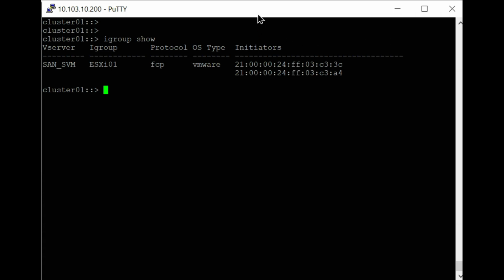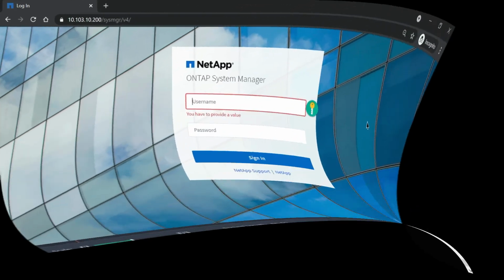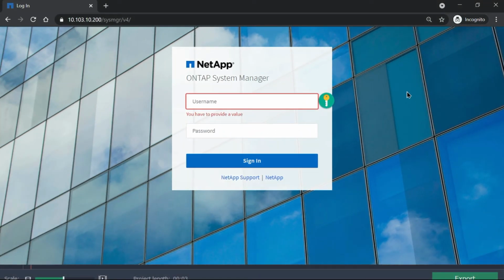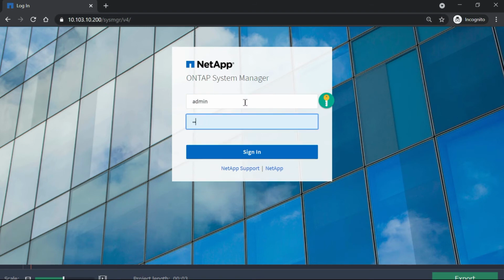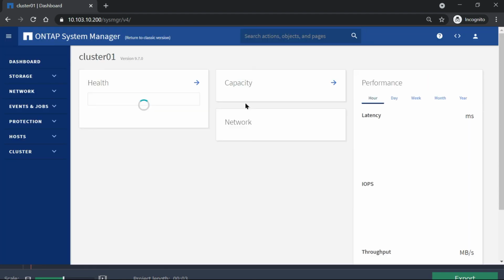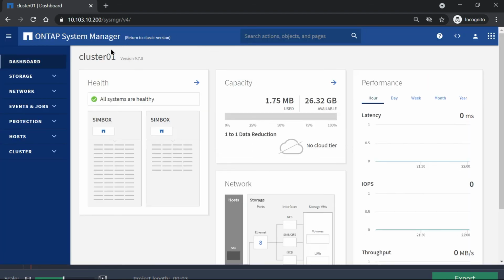Great, so that's it for the CLI. Let's have a look at the graphical interface. It's not different, but let's have a look there. This is the graphical interface for the management console of the SAN storage. I've typed here the IP address of the management interface. Let's log in to see what we have. This is a nice dashboard for the status. The status is green. These are the nodes of the cluster.